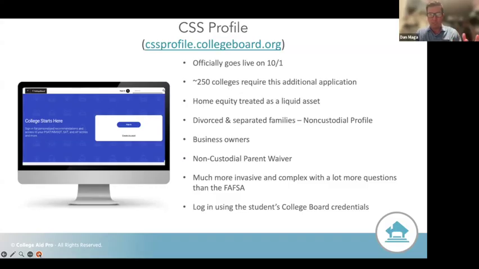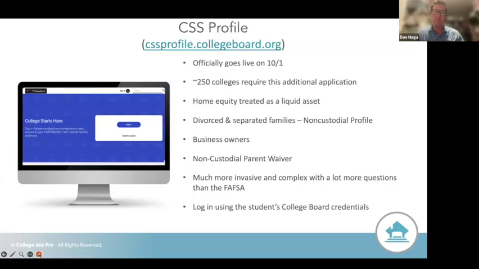This form is a lot more intense than the FAFSA. The good news is you don't need a contributor account. You don't have to get the secure codes. You're just going to use your kid's College Board account. But it's a lot more intense, a lot more detailed, and it's not free, unfortunately.